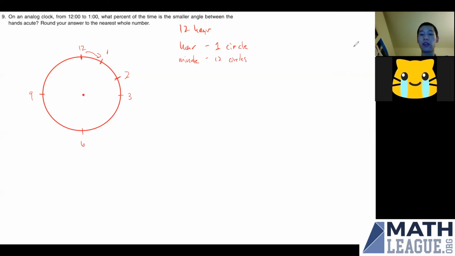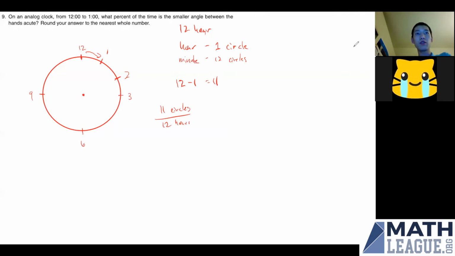So if we take a look at how fast they move relative to each other, the minute and the hour hand move in the same direction. If the minute hand moved 12 times around while the hour hand moved 1 time around, then the minute hand moved 12 minus 1, 11 times more around than the hour hand. So we can say that in a 12-hour period, the minute hand and the hour hand changed by 11 circles. And so this is 11 circles per 12 hours, right?